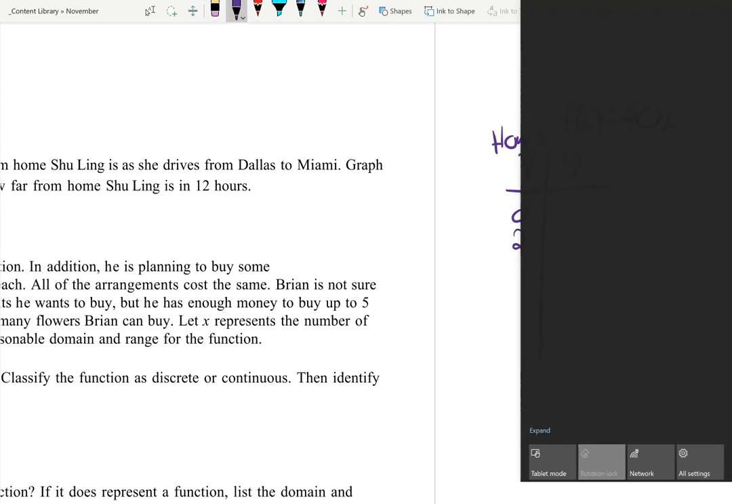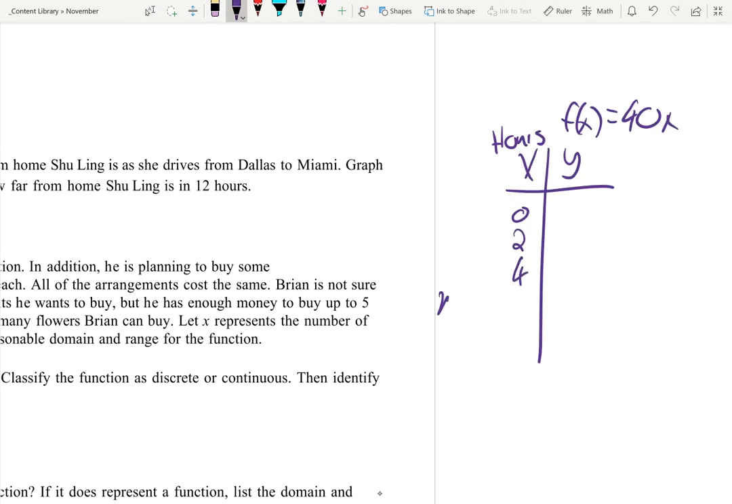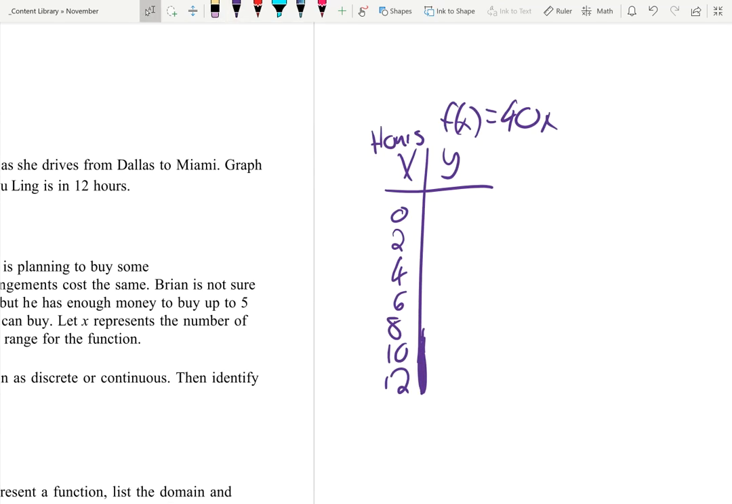So I'll do 0, 2, 4, 6, 8, 10, and 12. That way I don't have to do all of them, but I do have plenty of points to plug in. So now we're just going to plug those values into the function to see what the y value is and then graph it from there.